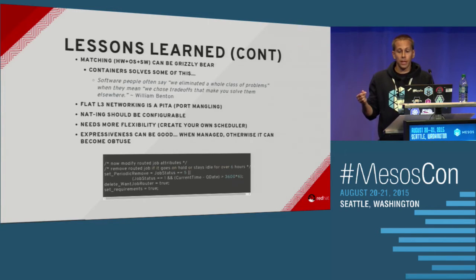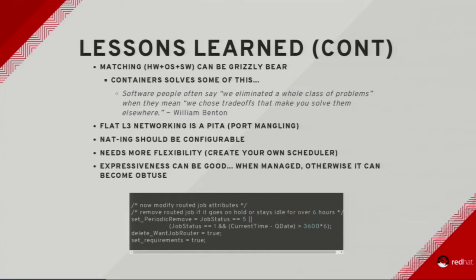Another thing we've learned over time is flat L3 networking can be difficult, right? So you're going to have to manage your ports. Port mangling can be hard. Then you have to deal with quality of service if you care about it. NATing should be configurable. A lot of old systems relied heavily on reverse DNS, and you want to have that ability to NAT, right? There needs to be more flexibility, the ability to create your own scheduler. And that's kind of the key need that was born that helped to create Mesos, right?